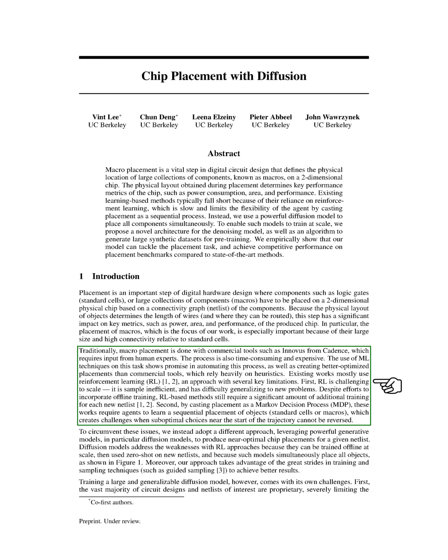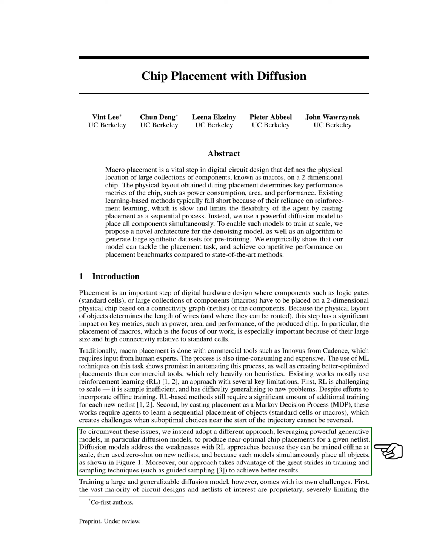However, existing methods mainly use reinforcement learning (RL), which has limitations such as being inefficient with data and struggling to adapt to new problems. To address these challenges, we take a different approach by using powerful generative models, specifically diffusion models, to create optimal chip placements for different netlists. Diffusion models offer advantages over RL methods as they can be trained efficiently and applied to new netlists without additional training. Our approach leverages advancements in training techniques to achieve improved results.